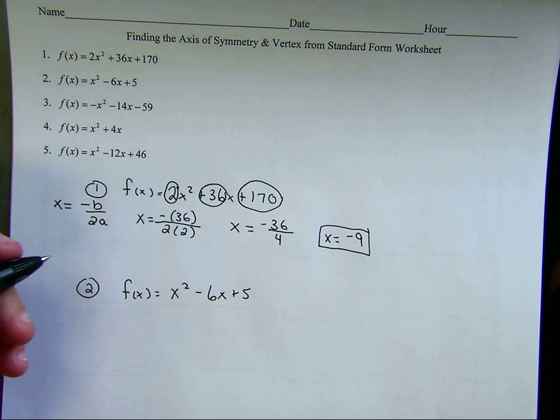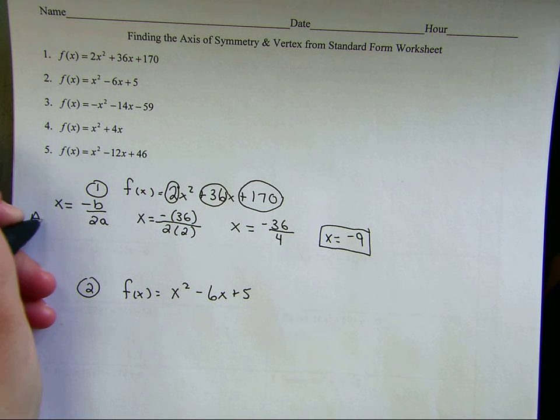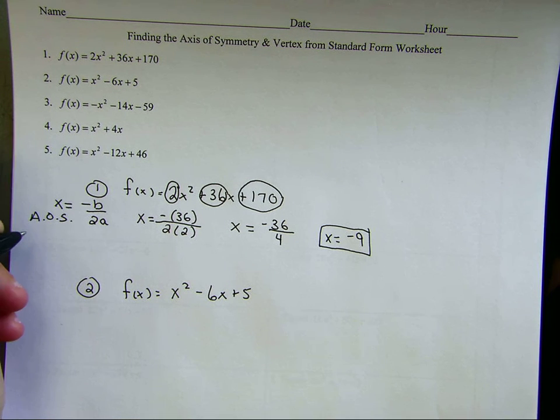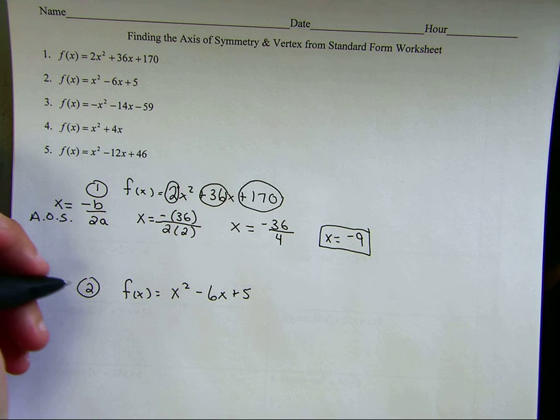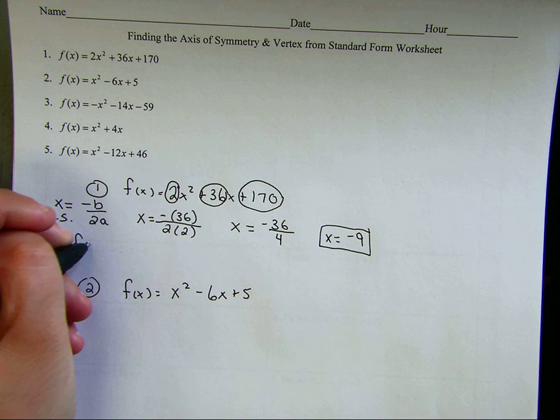Now, on a quiz or a test, if I just ask you what the axis of symmetry is, that is what you just found, the vertical line that cuts the parabola in half. If I ask you what the vertex is, you have to go a step further. You have to evaluate.